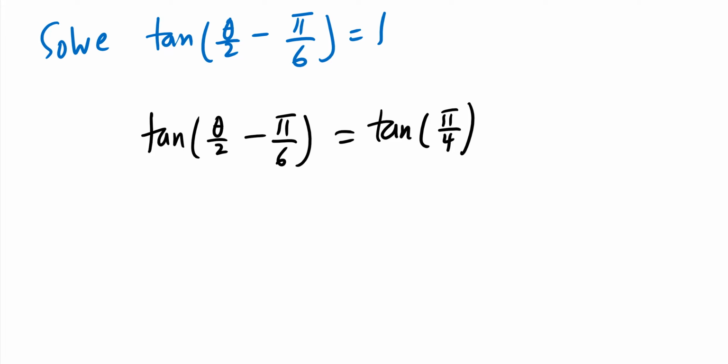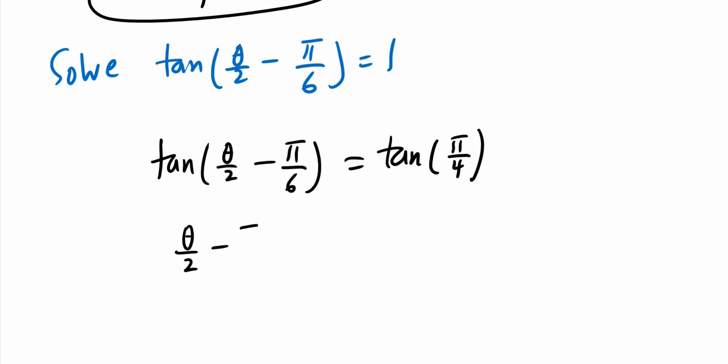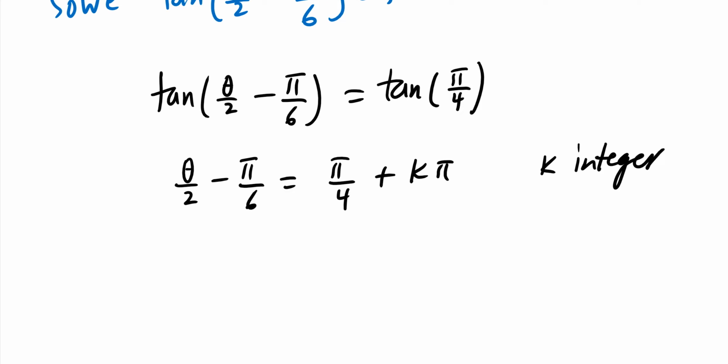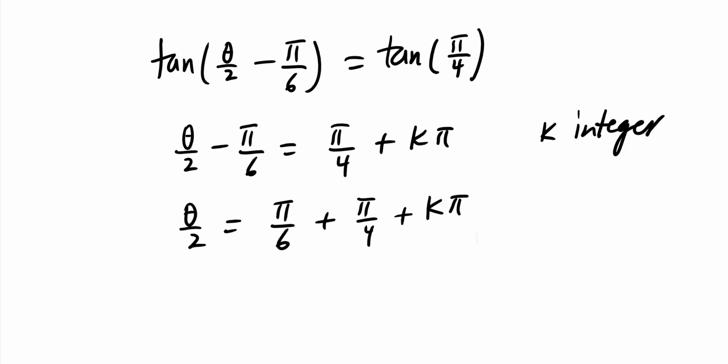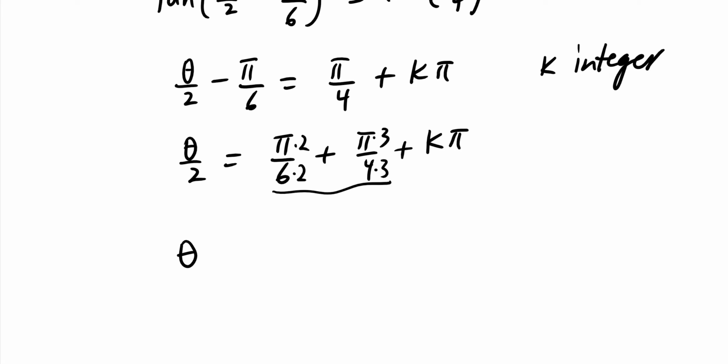So the formula that we just introduced, alpha equals beta plus k pi. This one here is like alpha, equals beta plus k pi. And again, always nice to say k is an integer. Then we can subtract pi over 6 on both sides. I'd like to combine these two. The LCD is 12, multiply by 3 and by 2. That gives me theta over 2 equals 5 pi over 12 plus k pi.